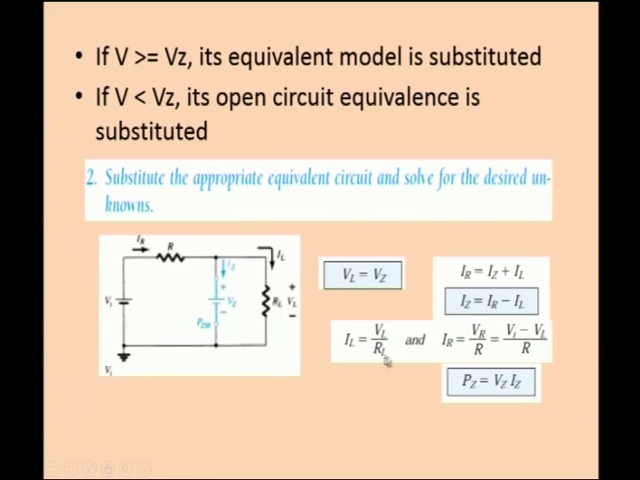IL is the current flowing through the load, so VL by RL by Ohm's law. And IR is the voltage across the resistance R, taken as VR, divided by R. What is VR? The current flows from this node to this node, so at this point the voltage is VI and at this point the voltage is VZ or VL. So VR is VI minus VL, or VI minus VZ. Substituting, instead of VR it is VI minus VL by R. So we have calculated the load voltage, load current and Zener current. Finally, the power dissipated by the Zener diode is VZ times IZ, V into I. Substitute the values we have calculated for this power dissipation.